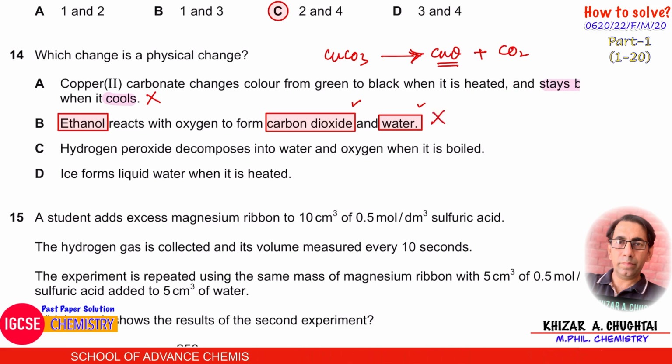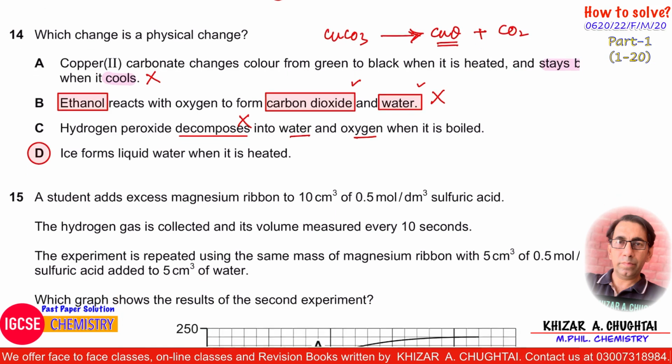Hydrogen peroxide decomposes into water and oxygen, it's a chemical change. The last one, the one and only, D is the correct option. Ice forms liquid water when it is heated. Yes, it's a physical change. So D is the correct option.